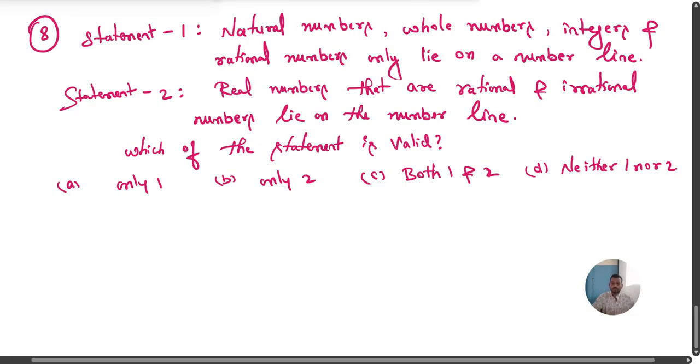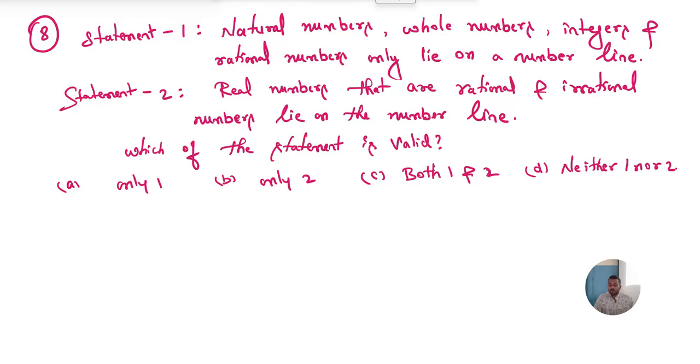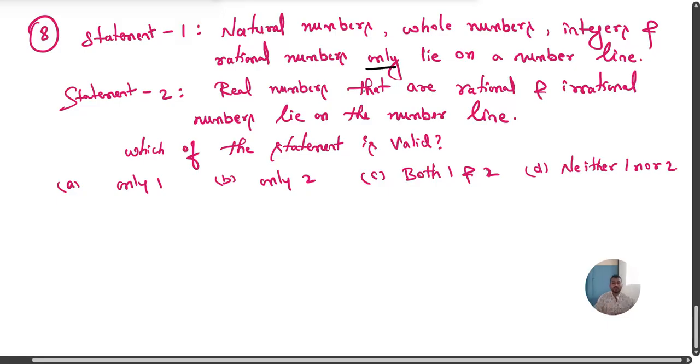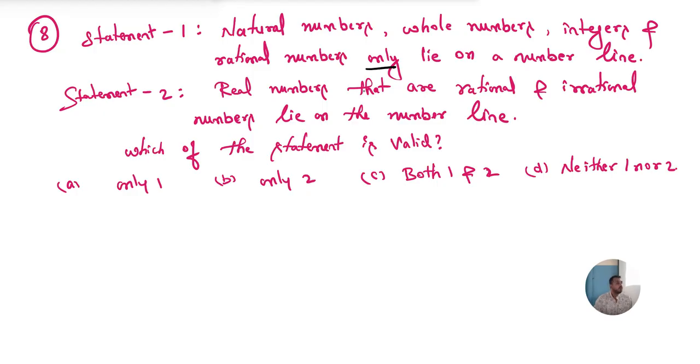Observe your students. The next question is on the screen. Statement 1. Natural numbers, whole numbers, integers and rational numbers only. He is saying that only. Only lie on a number line. In which number line? Okay, I'll tell you later.